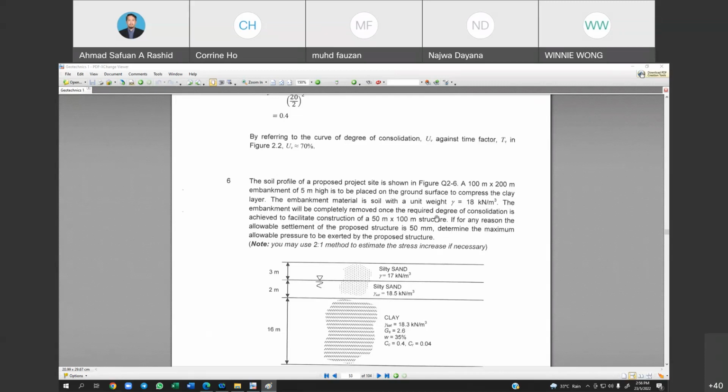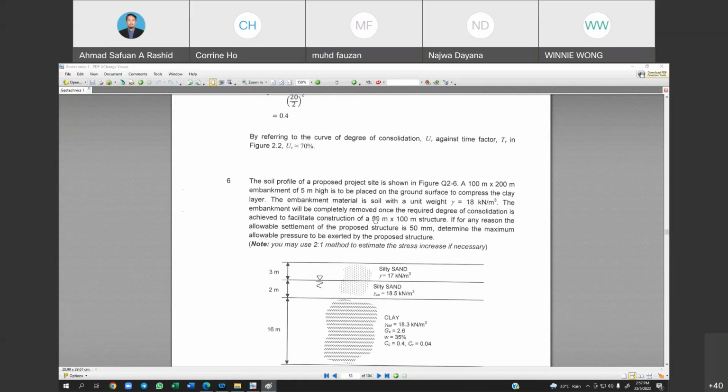So awak dah nampak kan? Mula tanah lapang, dia letak embankment. Lepas tu dia buang, lepas tu dia akan construct a new structure. So sebelum dia construct a new structure, the soil behaves under over consolidated conditions. So if for any reason the allowable settlement of the proposed structure is 50 millimeter, determine the maximum allowable pressure to be exerted by the proposed structure.